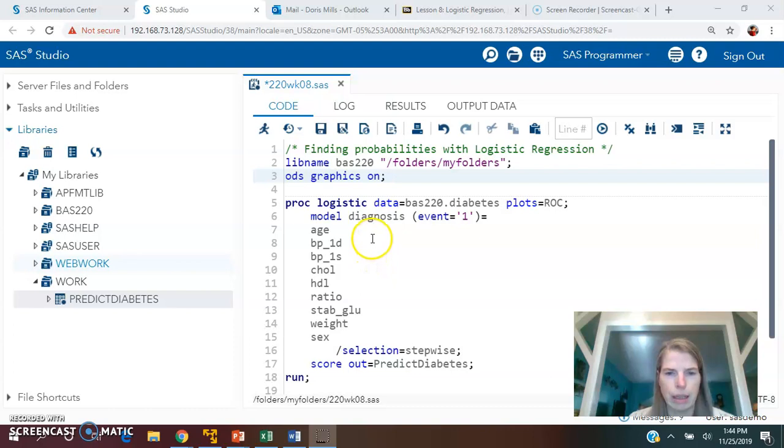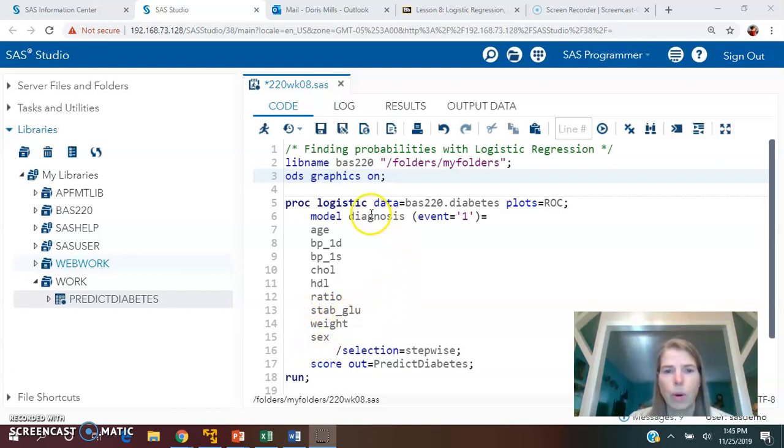We're interested in whether or not somebody is diagnosed with diabetes or not, where 1 means yes, they were diagnosed with it. The potential predictors we have are age, blood pressure, cholesterol, stabilized glucose, weight, and gender.